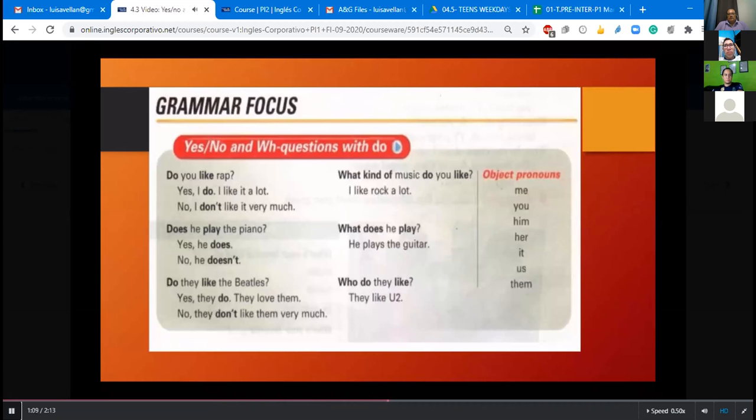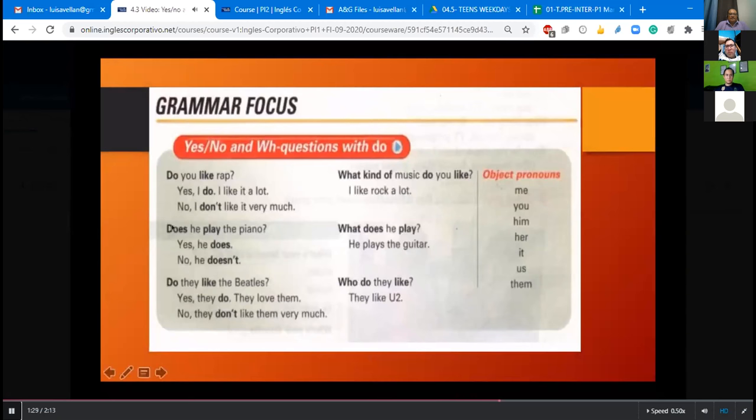Object pronouns. Me. You. Him. Her. It. Us. Them.